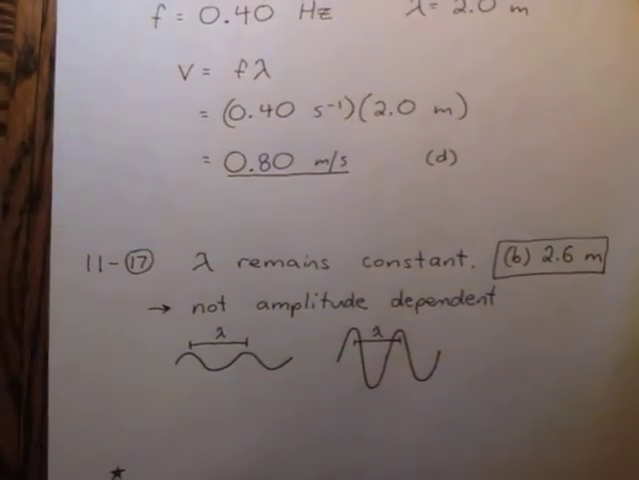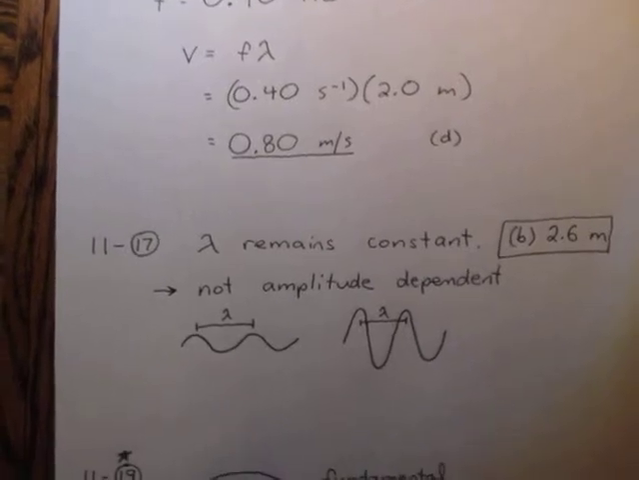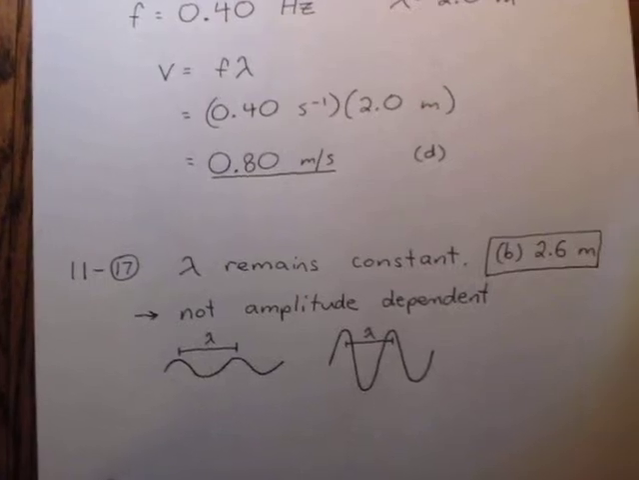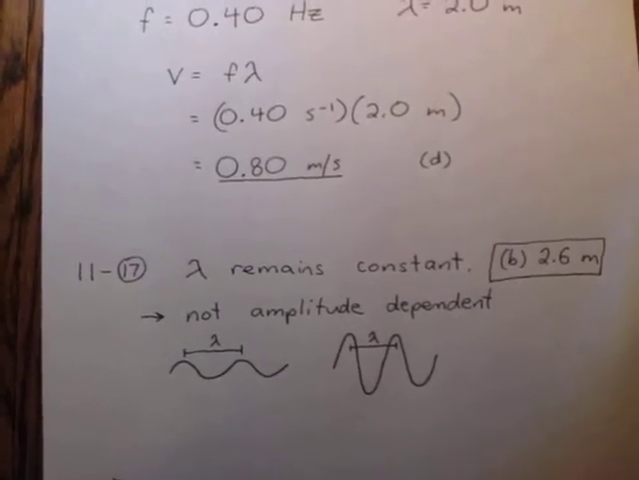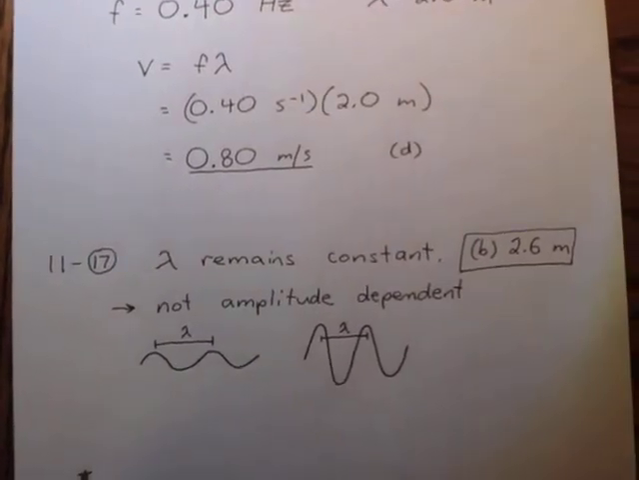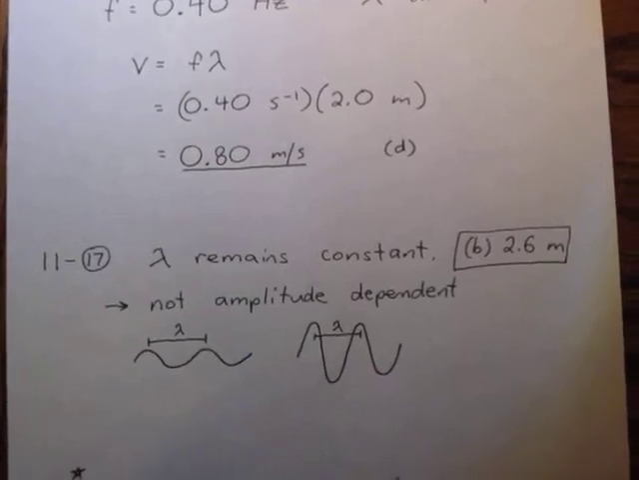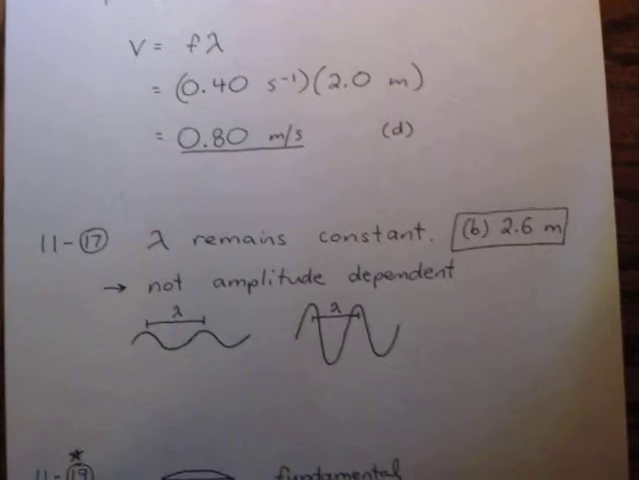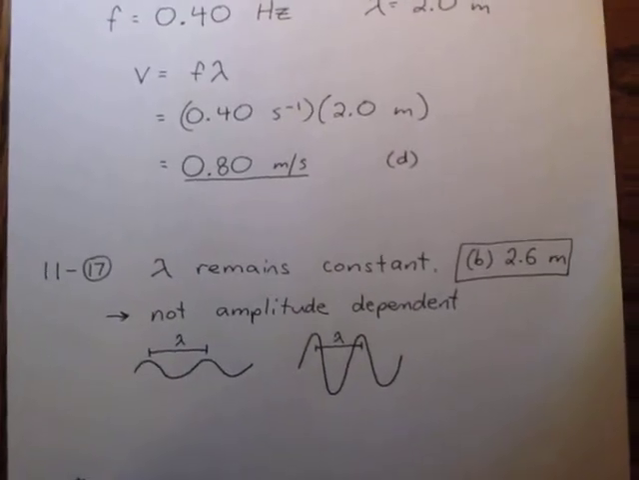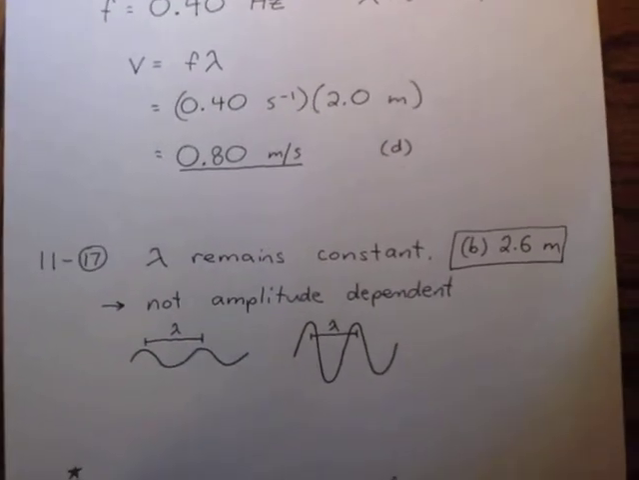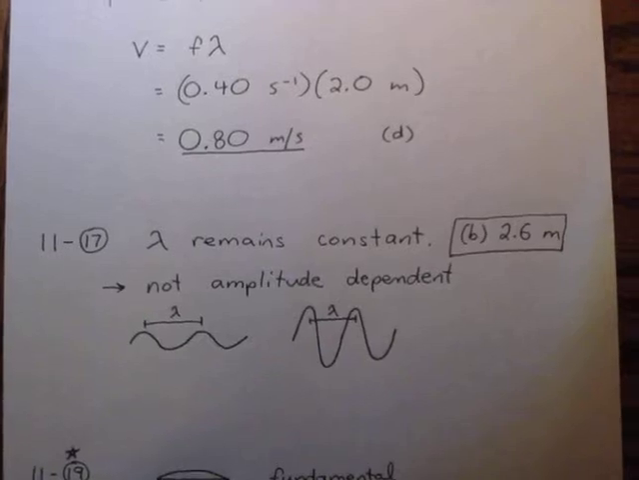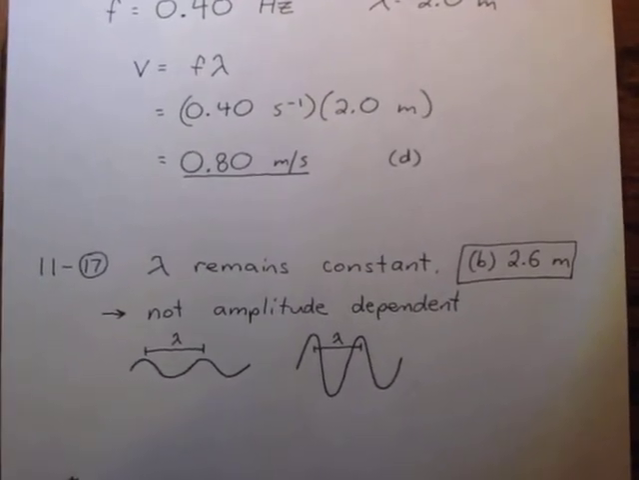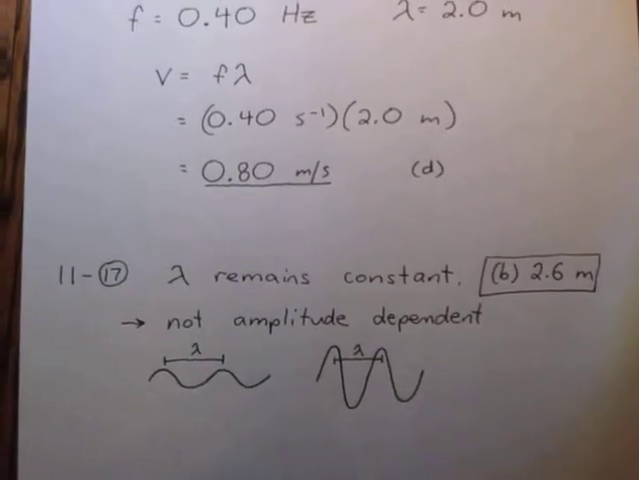Number 17, the question is asking about changing the amplitude, what happens to the wavelength? Well, in class we didn't actually discuss amplitude too much, but what you should know is that wavelength has nothing to do with amplitude. Amplitude has to do with the volume of the sound, the amount of energy, but it has nothing to do with the wavelength. So wavelength remains constant, and it's B, 2.6 meters.